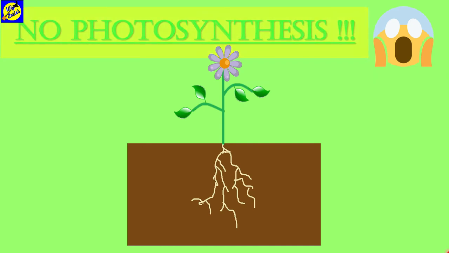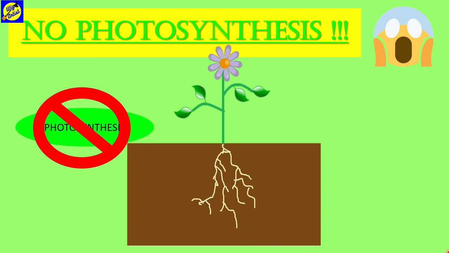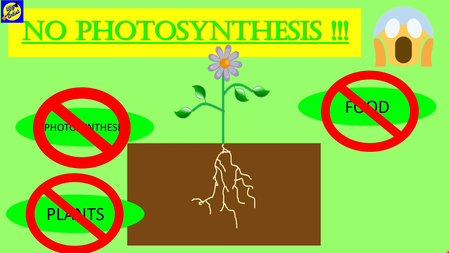What if there was no photosynthesis? It would be a terrible thing. Why? Because no photosynthesis means no plants. But how? Because plants get their energy and their food from photosynthesis, and without food they cannot survive. No plants means no food for other organisms, because all organisms are dependent directly or indirectly on plants for food.